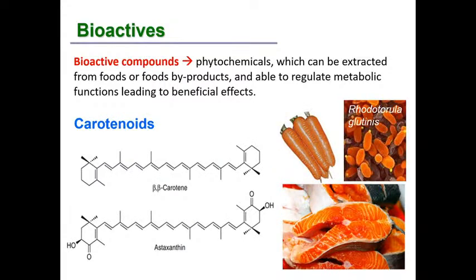Another example is carotenoids. We have here beta carotene, astaxanthin. Beta carotene is present in carrots and some kinds of yeasts. Here, the Rhodotorula glutinis yeast. In astaxanthin, in the salmon, it's this orange, pink color. So carotenoids are characterized by many colors, yellow, orange, red, in many kinds of foods.